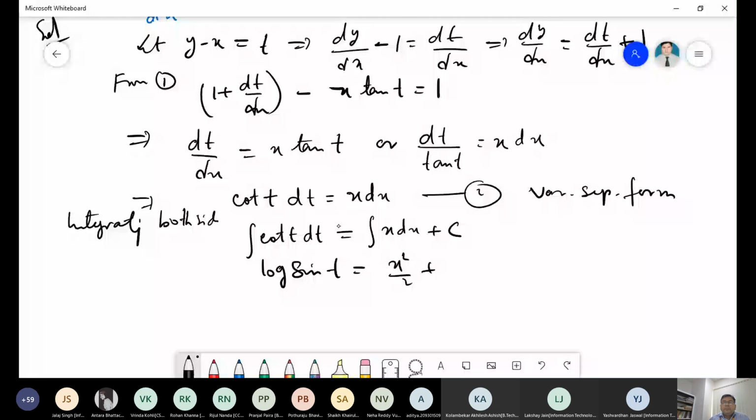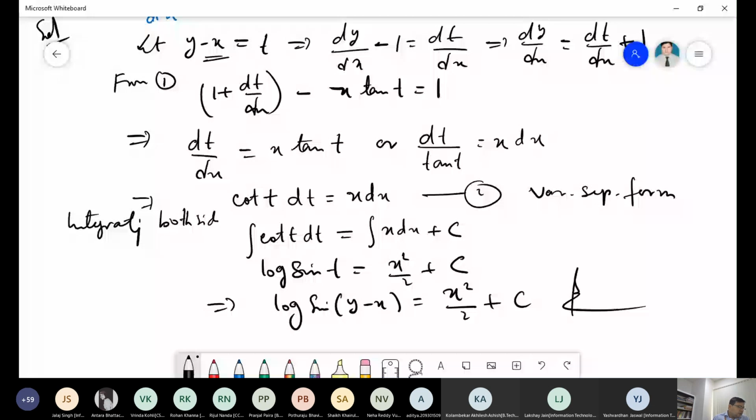All right. Now we replace t. What is t? t is y minus x. This implies that log sin (y minus x) is equal to x square by 2 plus c, and this is your answer. Is it correct?